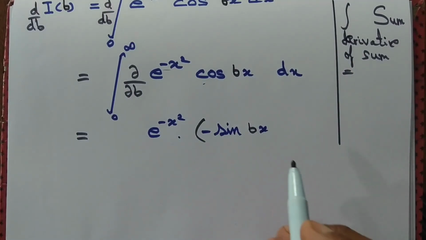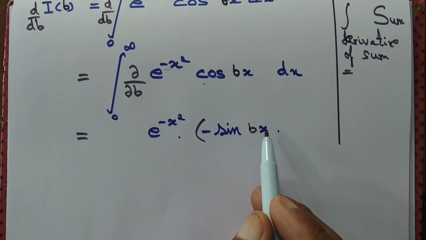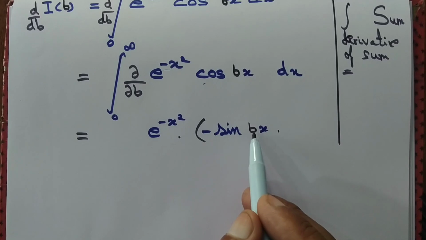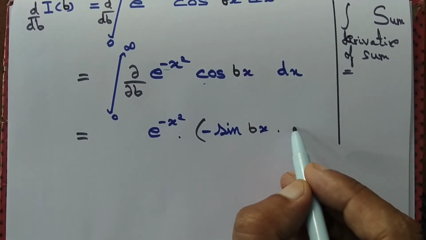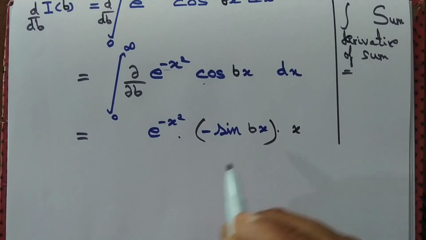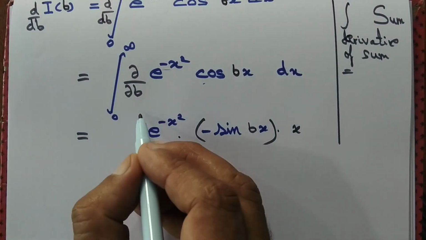And then we need to differentiate bx partially with respect to b. Remember, we are differentiating partially with respect to b, so we are regarding x as constant, and the derivative of b with respect to b is just 1, so we just write it as times x. Rest of the expression we copy as it is.